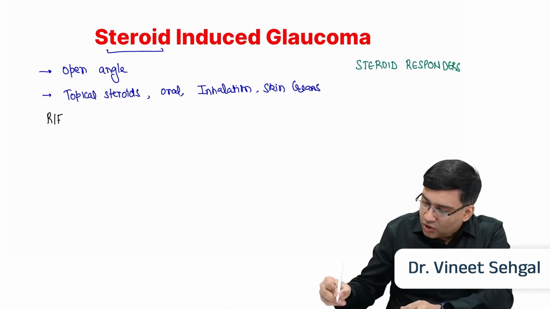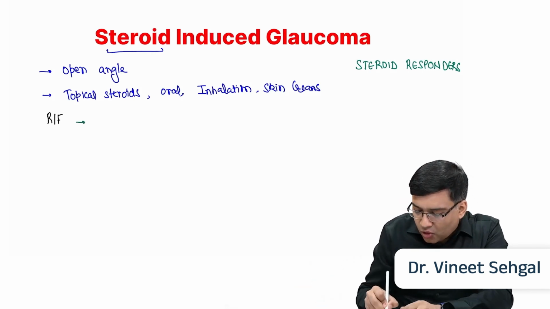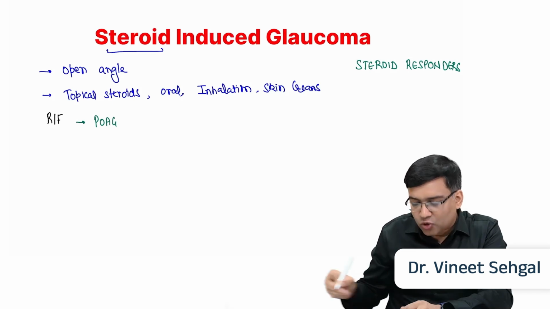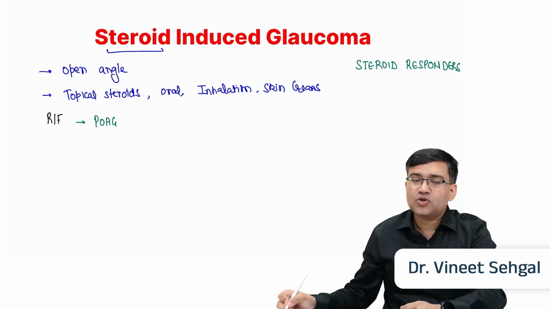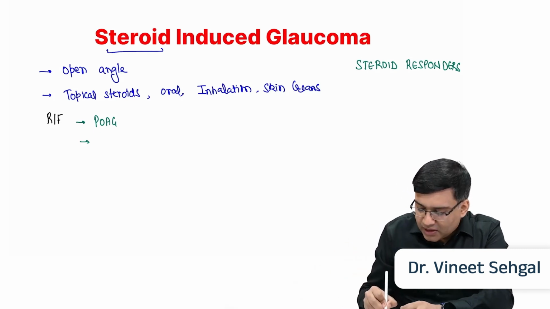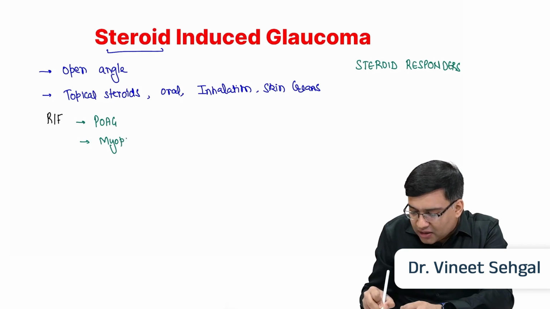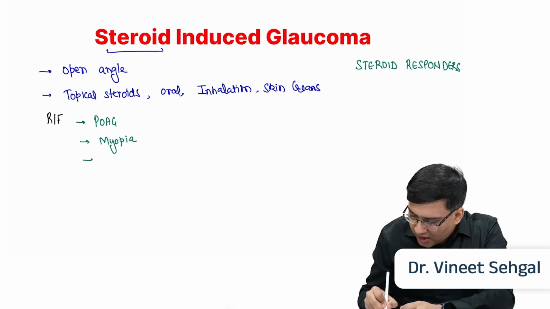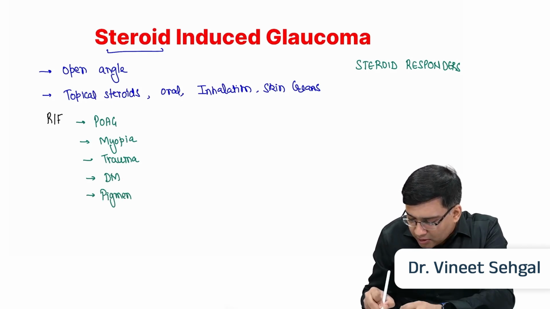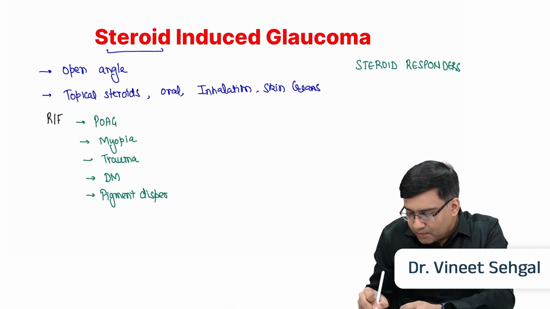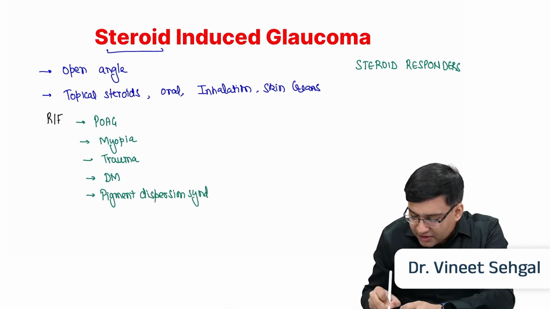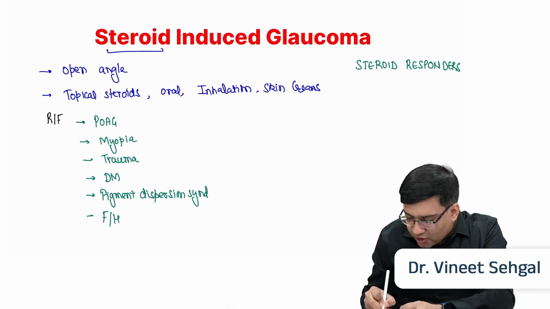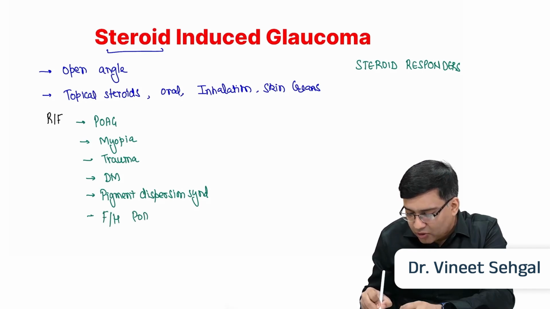steroid induced glaucoma? So these patients who are already a primary open angle glaucoma patient, they are more predisposed to get a steroid response. Patients who are having high myopia, patients having blunt trauma to eye, diabetes, pigment dispersion syndrome, last but not the least, who are having a family history of steroid response or primary open angle glaucoma.